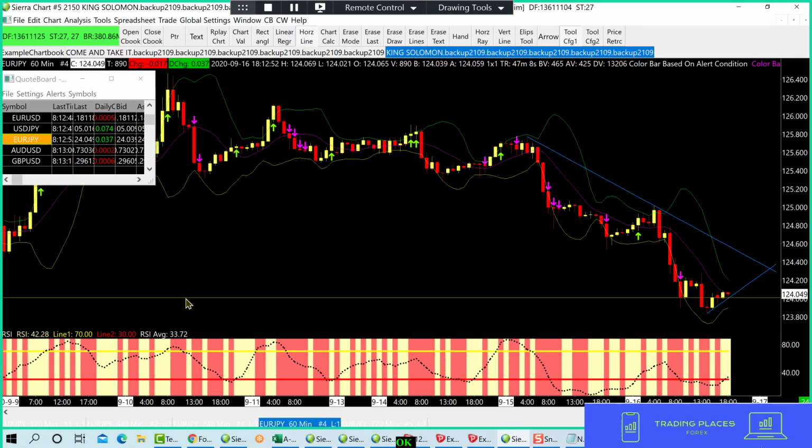Right there is where it left off. Very, very good support line there. I think it's going to bounce and go north.